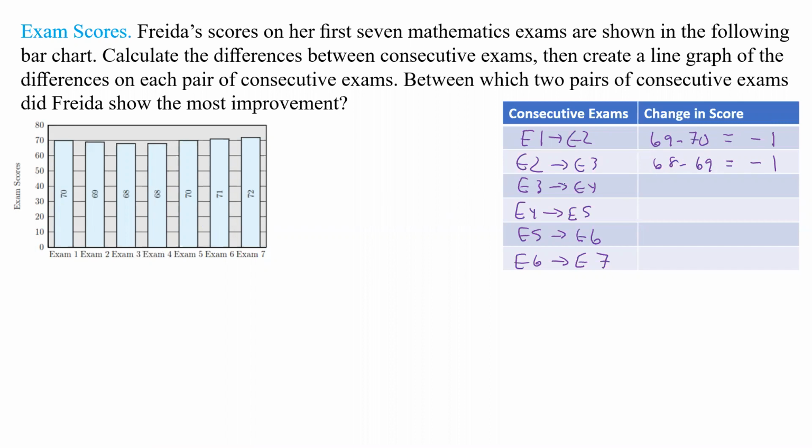What about 4? Well, 4 is going to be 68 minus 68. That's a nice one: just 0. Now we're going from 5 to 4, so 70 minus 68. That's just a normal subtraction: 2. Then we have 71 minus 70, which is 1. And here we have 72 minus 71. That's also 1.